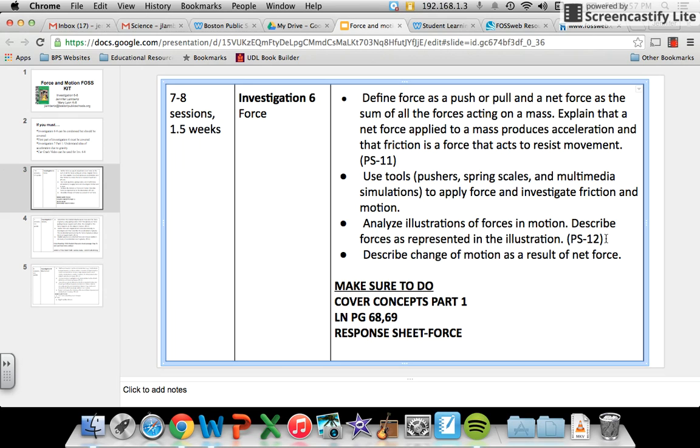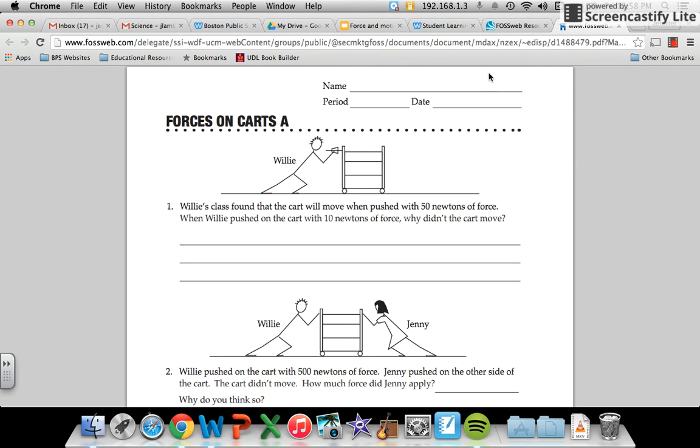So you see the standards that you're covering here, PS 11 and PS 12. So PS 12, you can actually cover this by doing lab notebook pages 68 and 69. So let me just give you a preview of what it looks like.